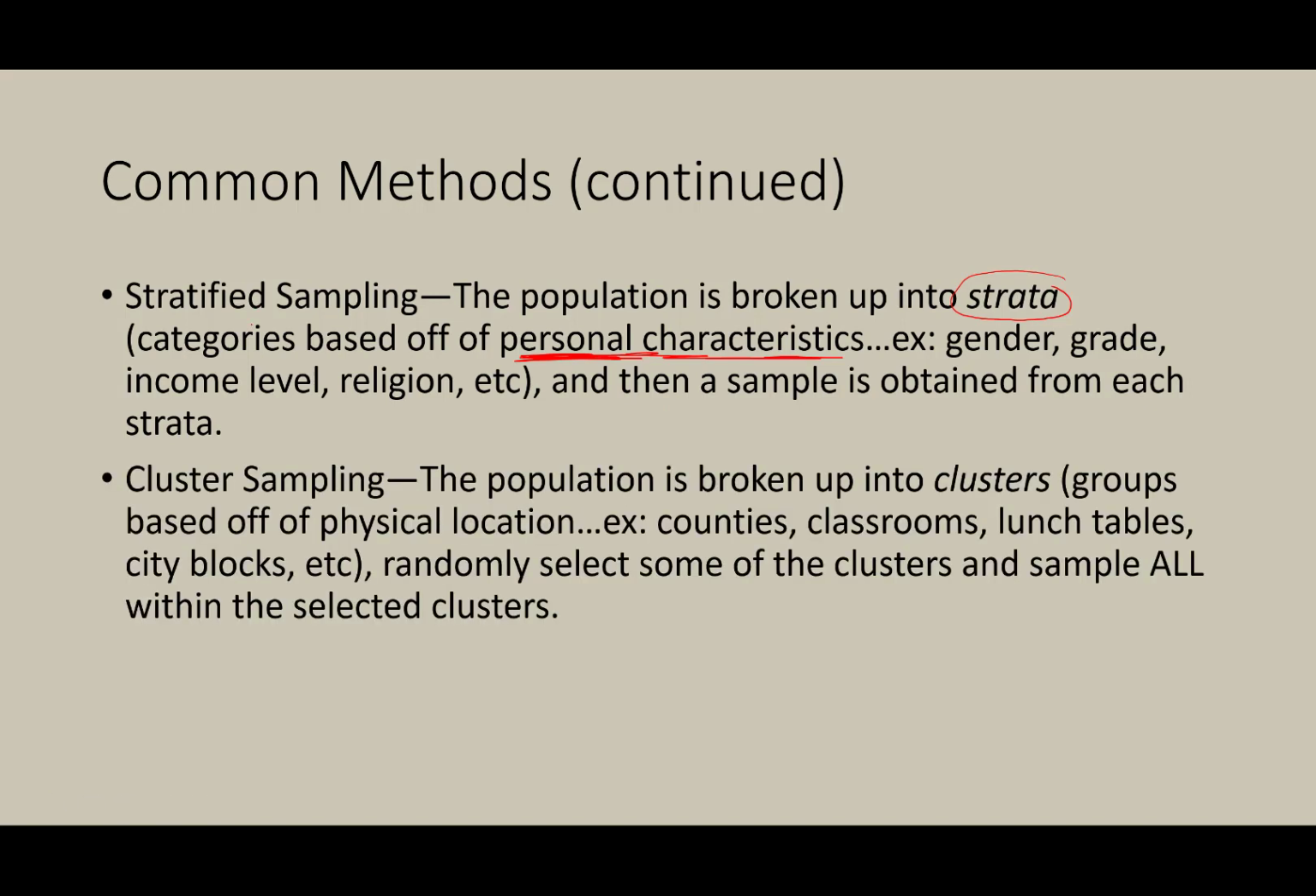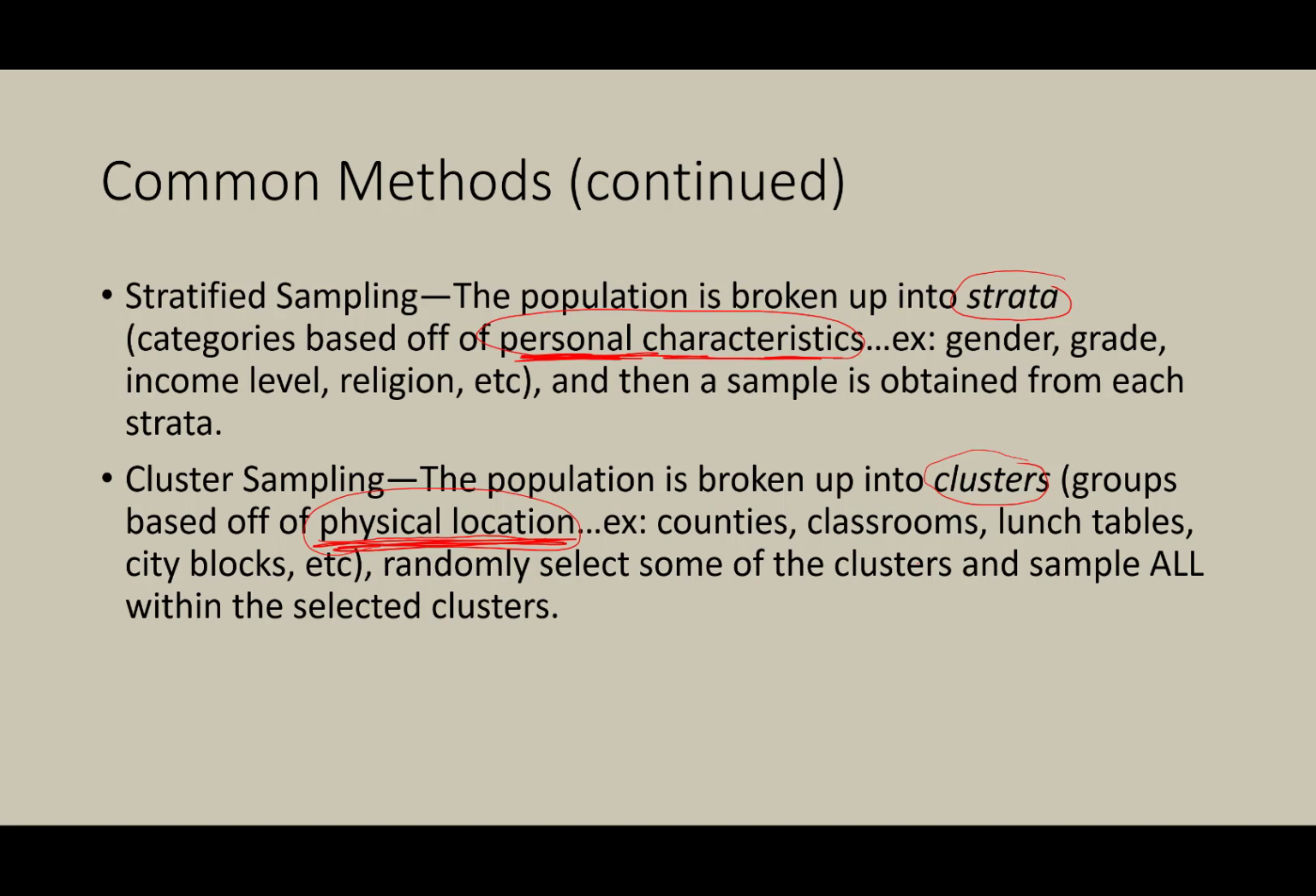Now, this is often confused with what's known as cluster sampling. So with cluster sampling, again, we're going to break the population up, but this time we're going to break the population up by clusters. Now, the difference is that a cluster is a group that's based off of physical location. So strata was based off of personal characteristics. Cluster sampling is based off of physical location. So this might be, maybe we break the state of Iowa up into counties. Maybe you break your high school up into classrooms or lunch tables or city blocks. Those are all based off of physical locations.